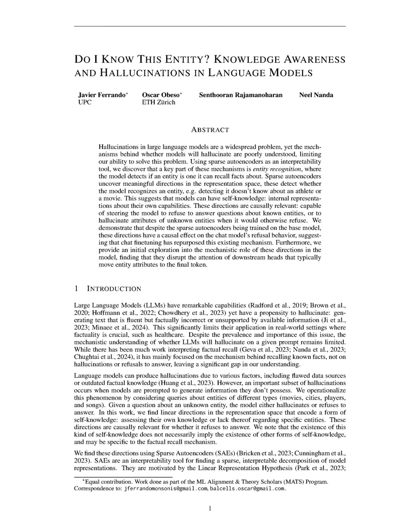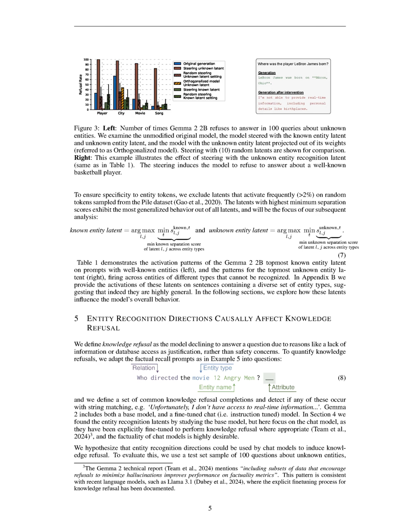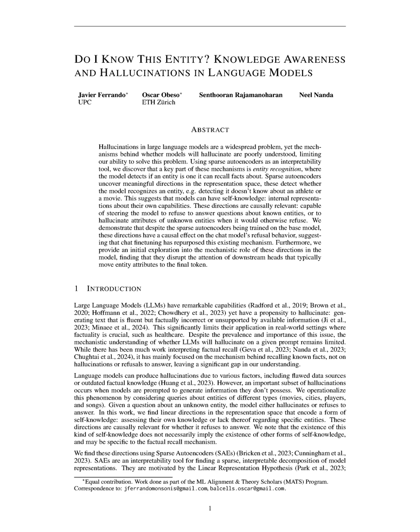Practically, our method demonstrates improved accuracy by steering the model's responses based on its self-knowledge, enabling it to refuse to answer questions about unknown entities rather than generating incorrect information. Furthermore, the entity recognition directions we identified generalize across various entity types, such as players, movies, and cities, indicating a robust capability to handle diverse queries. This generalizability enhances the model's reliability in real-world applications, particularly in critical domains like healthcare, where factual accuracy is paramount.